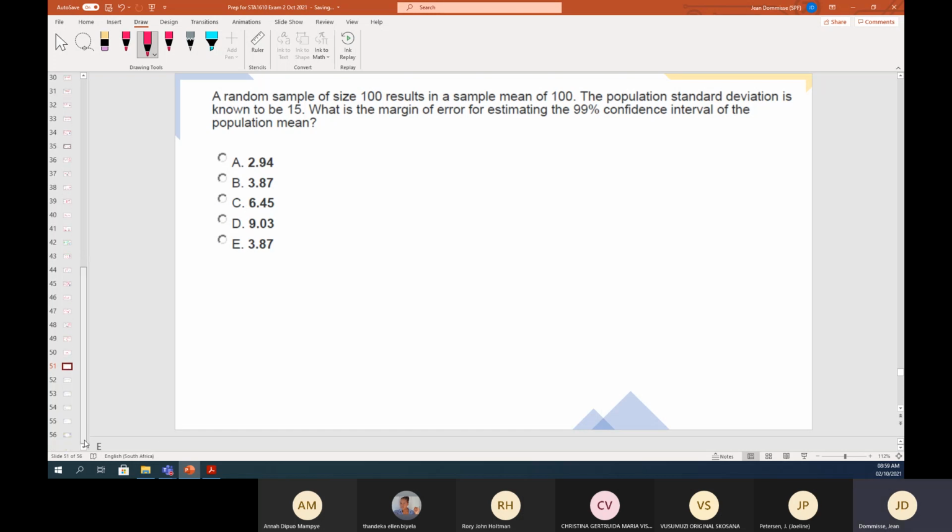Okay, so let's see this one. Here was obviously a correction in the exam or in the assignment, which didn't filter through to my side. So let's see what was the question and what happened here. A random sample size of 100.